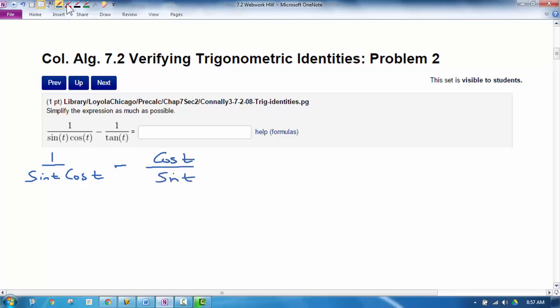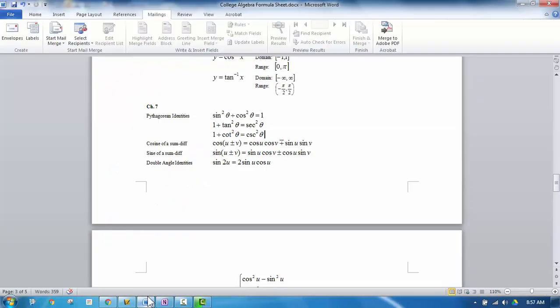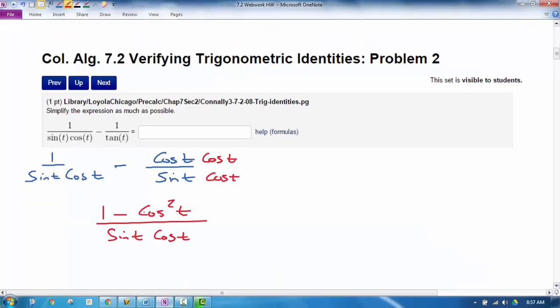Alright, now I can get a common denominator by multiplying the top and the bottom of this one by cosine. And so what I'll have is 1 minus cosine squared in the top divided by sine of t cosine of t. Now this top 1 minus cosine squared, if you look at your formula sheet, right here, this first Pythagorean identity, if you subtract cosine squared, you get sine squared equals 1 minus cosine squared. So what this is really is sine squared.